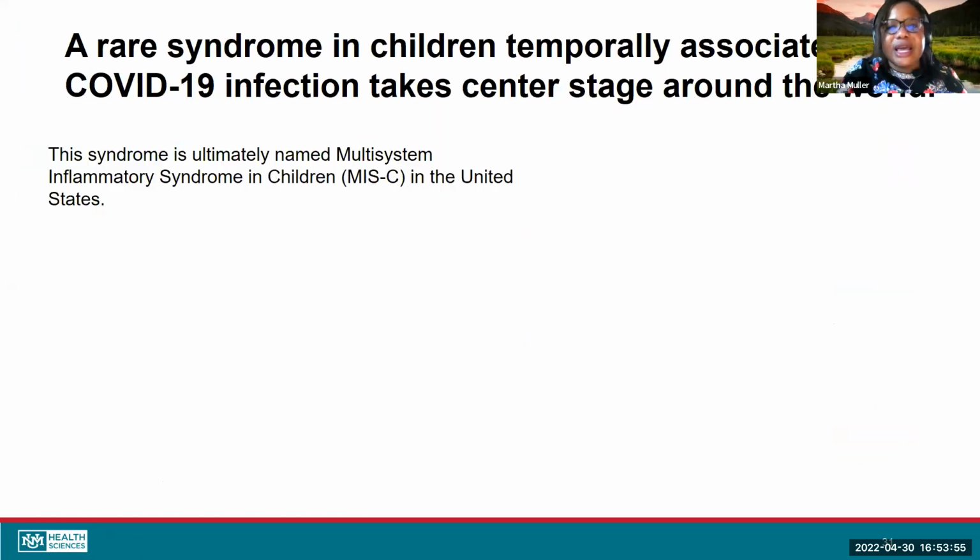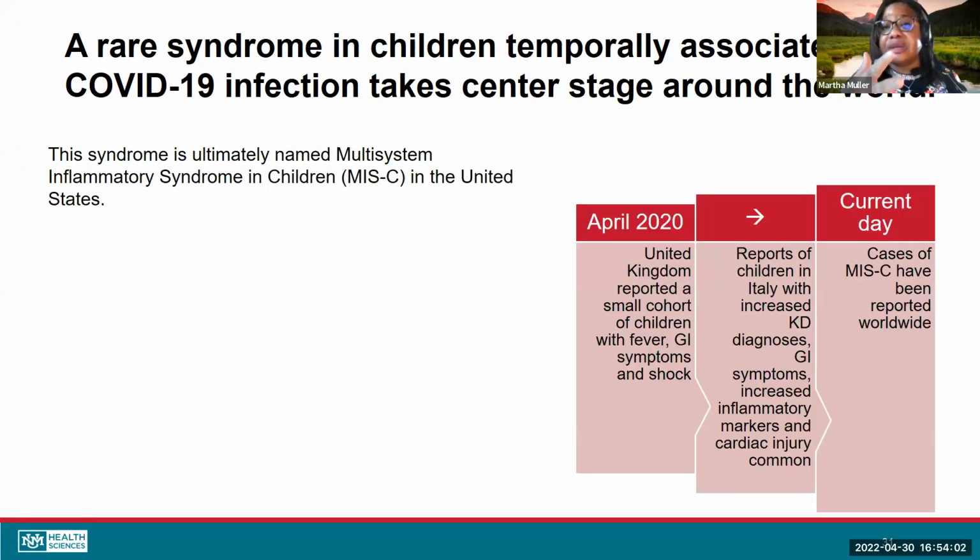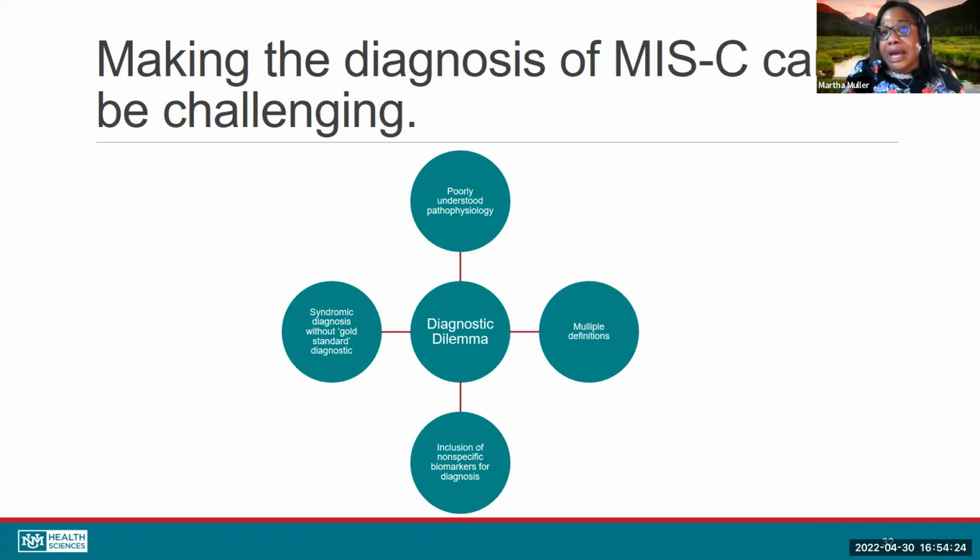So of course, as a peds ID doc, I have to say a word about multisystem inflammatory syndrome in children, or MIS-C. There is a similar clinical syndrome in adults, but from my standpoint, MIS-C is what we tend to treat. And this started in the UK. It burst on the scene in the UK in April of 2020. And then fast forward to now, and cases of MIS-C have been reported worldwide.